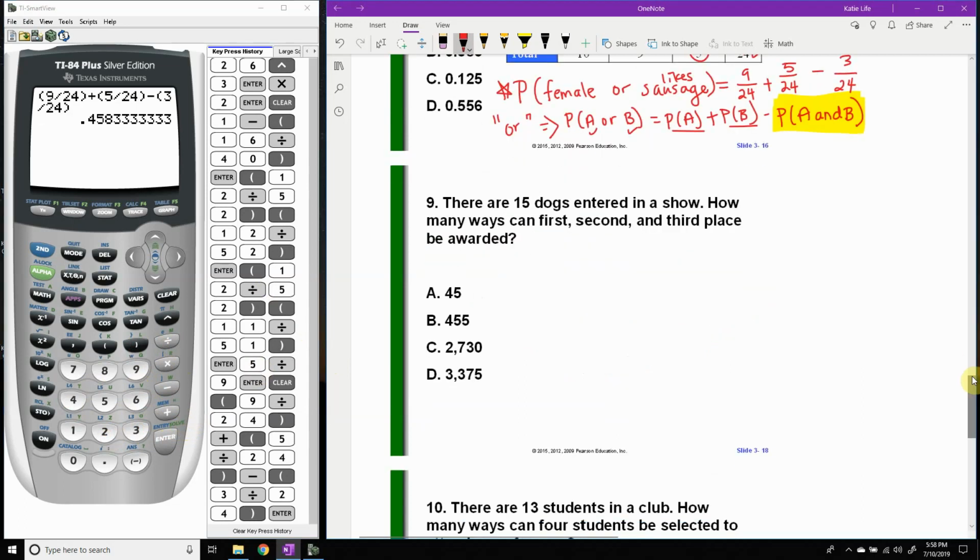All right, number 9. There are 15 dogs entered in a show. How many ways can first, second, and third place be awarded?